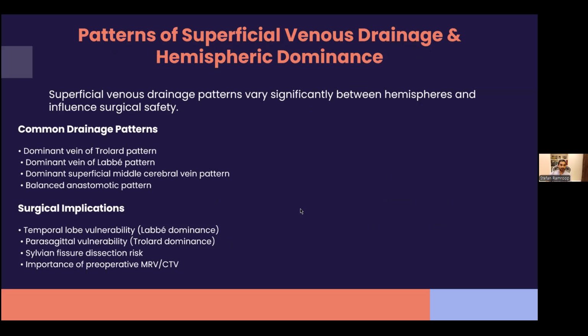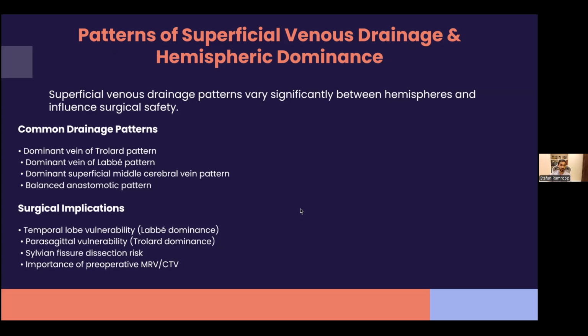There are different patterns of superficial venous drainage and hemispheric dominance. We touched on this before. If you have a Trolard dominant pattern, the superior anastomotic vein provides the primary connection between the sylvian region and the superior sagittal sinus. Parasagittal manipulation will have a greater risk in this situation. In Labbé dominance, the inferior anastomotic vein represents the primary outflow of your temporal lobe into your transverse sinus, and injury here can result in temporal venous infarction.